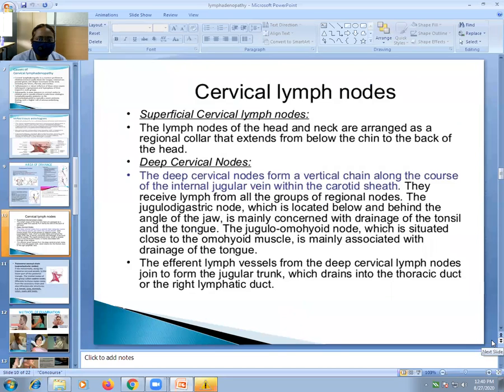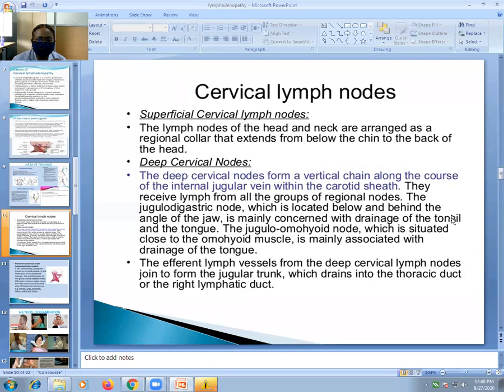Cervical group of lymph nodes, as we discussed, is divided into superficial and deep groups. The superficial group lies over the sternocleidomastoid muscle, and the deep group lies deep to the sternocleidomastoid muscle. Along the course of the internal jugular vein in the carotid sheath, they receive lymph from all the groups, including the superficial group. The important groups are jugulodigastric and jugulo-omohyoid.